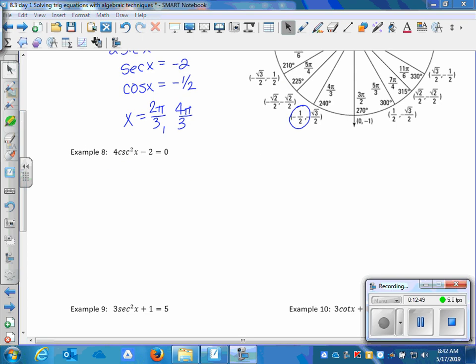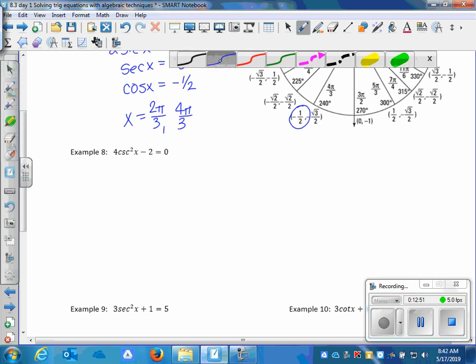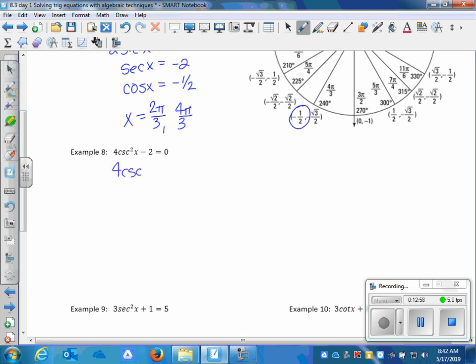All right, number 8. So we're going to go ahead and solve this just like we would a regular 2-step. You're going to add 2 to both sides. Divide both sides by 4. Reduce the right side. So we have 1 over 2. And then we're going to go ahead and take the square root of both sides. So eliminate that squared function.